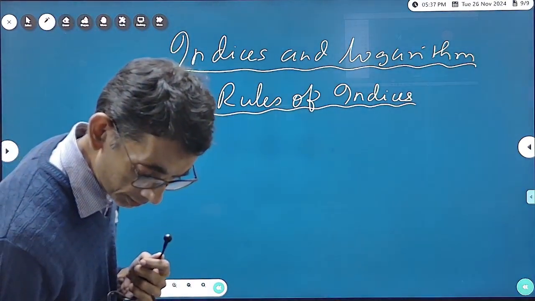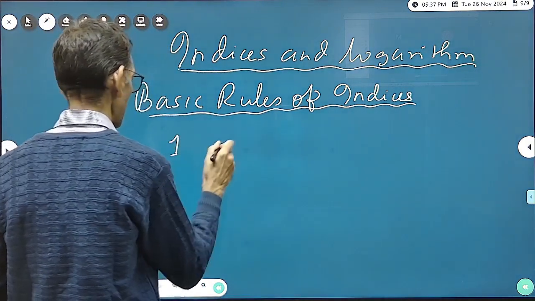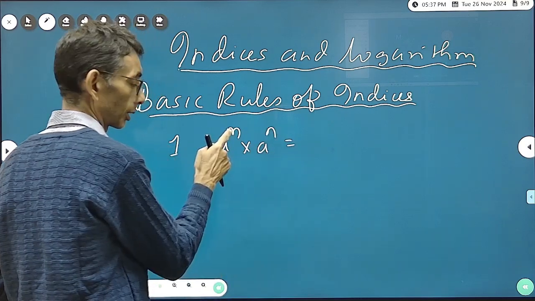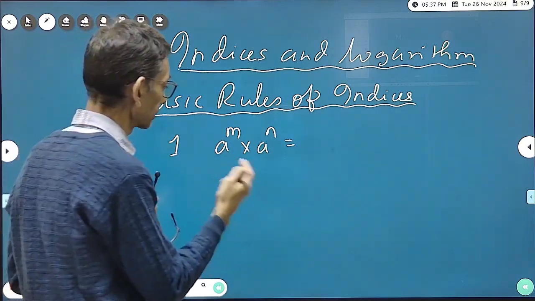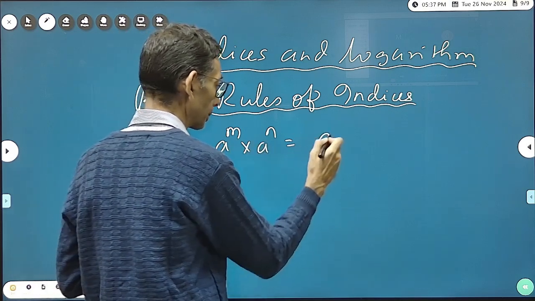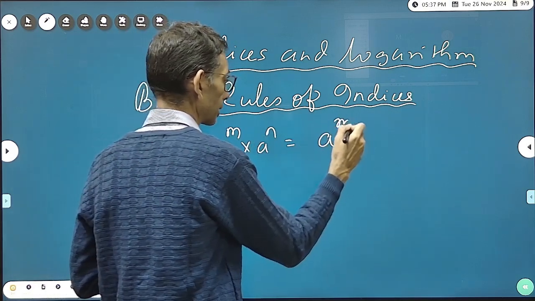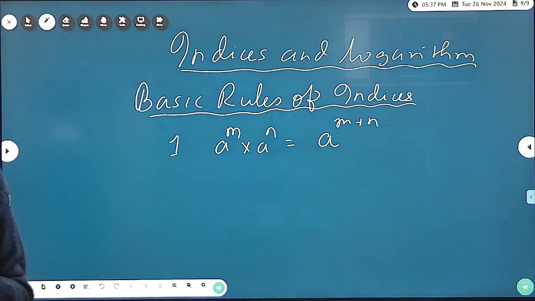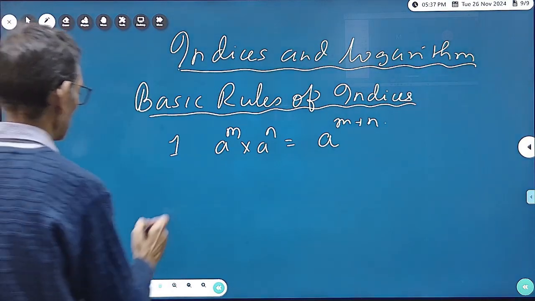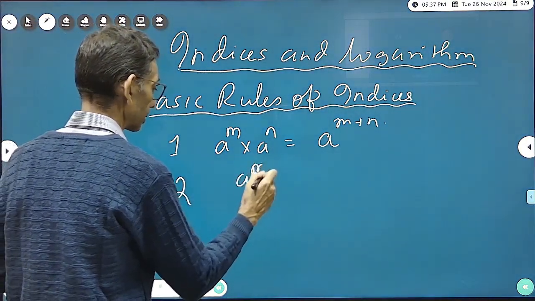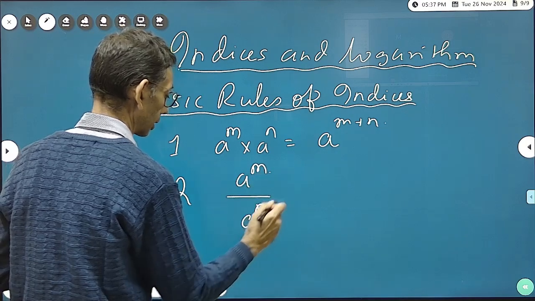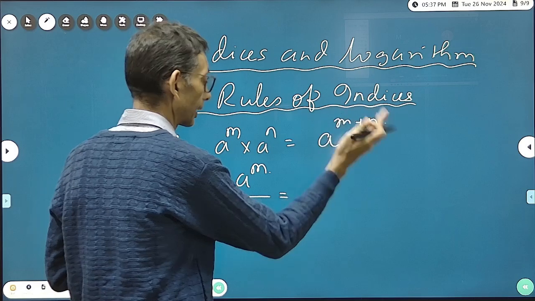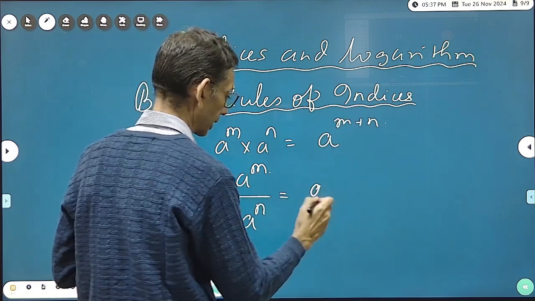Write everything down. Law 1: a raised to the power m into a raised to the power n. We know that this is called the index and a is the base. a to the power m into a to the power n, if there is a common base, we keep the base and add the indices: a raised to the power m plus n, provided there is a common base. Next, if you divide, provided they have the same base, multiplication means the indices are added, and when dividing, the indices are subtracted.